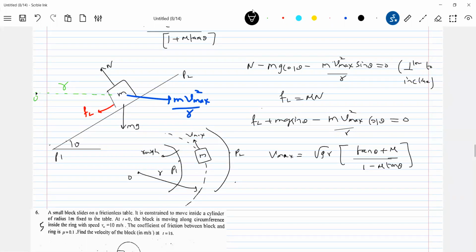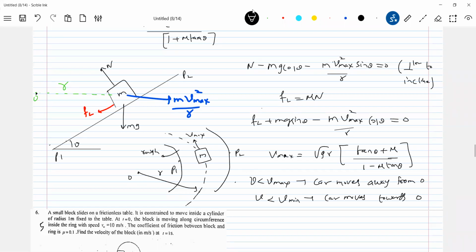If V greater than V max, the car will move away. I'll put all the conditions. Car moves away from O. It will move radially outward. If V less than V max, car moves towards O. If the speed is between V minimum and V max, then what happens to the car? It will successfully complete the circular path.